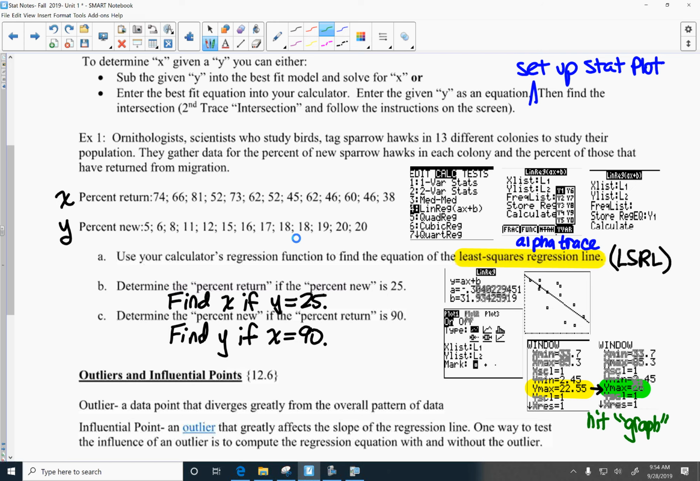The percent returning and a percent new. So percents always exist if you're talking about discrete percents. So percents representing a quantity, they always exist between 0 and 100. All right.